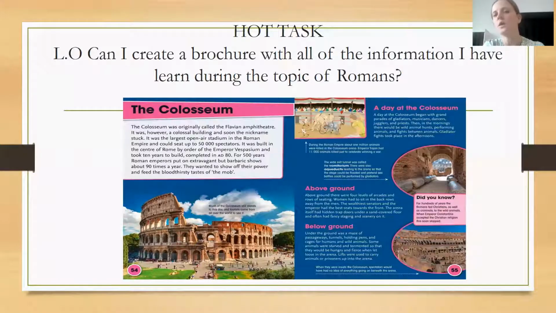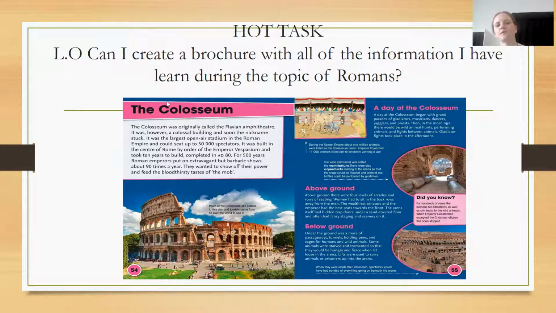In today's lesson, we will be completing a hot task. So let me share my screen with you. You are going to be creating a brochure with all the information that you have learnt during the topic of the Romans. So this is an example of a brochure.